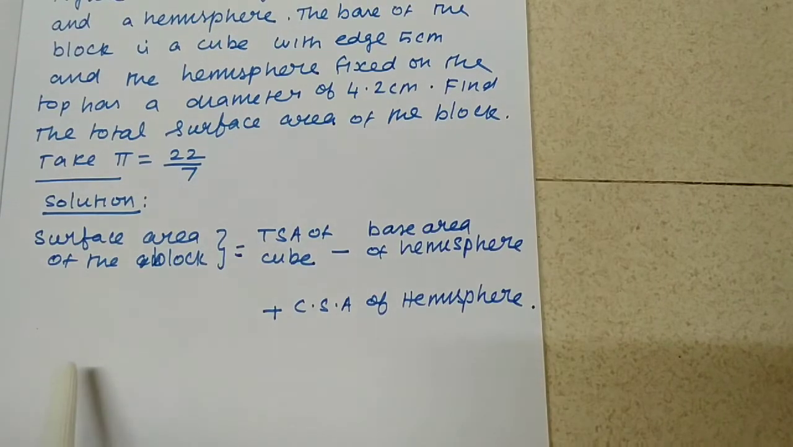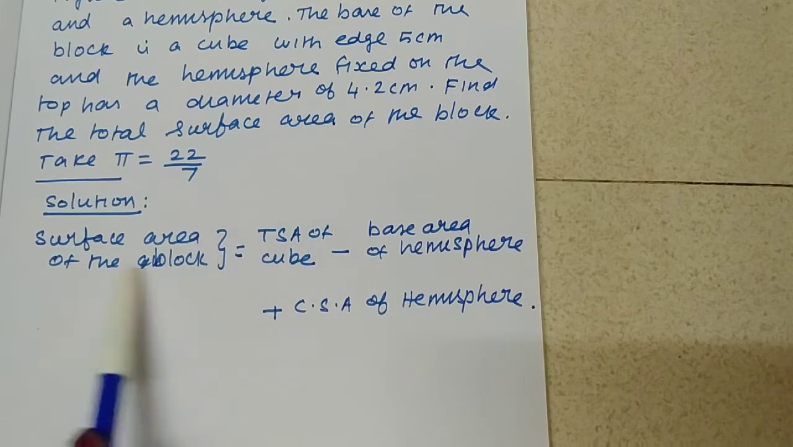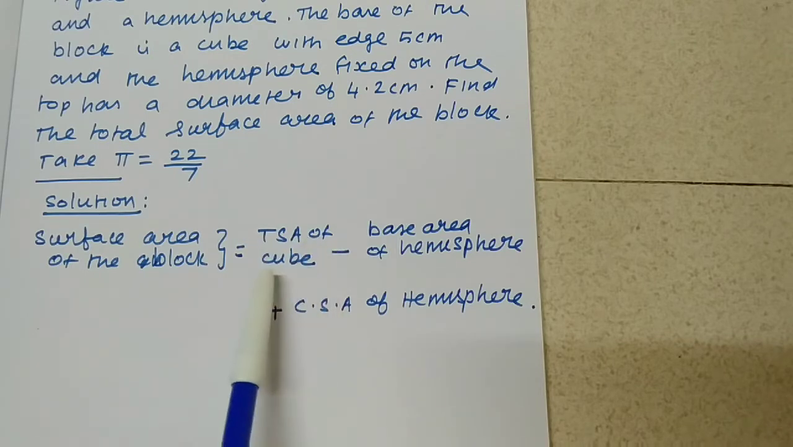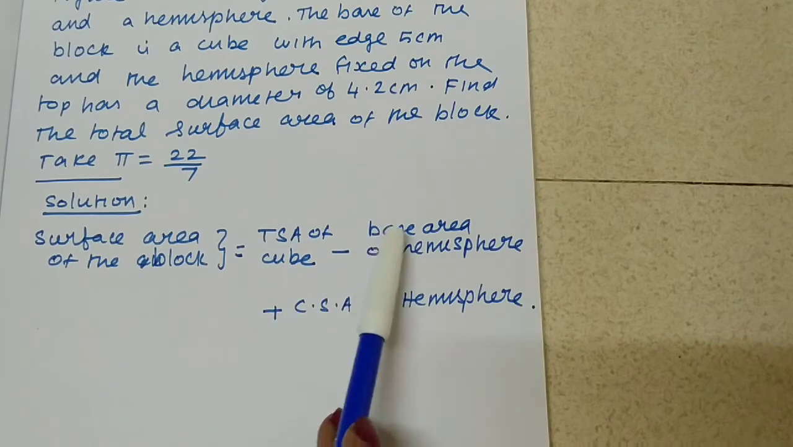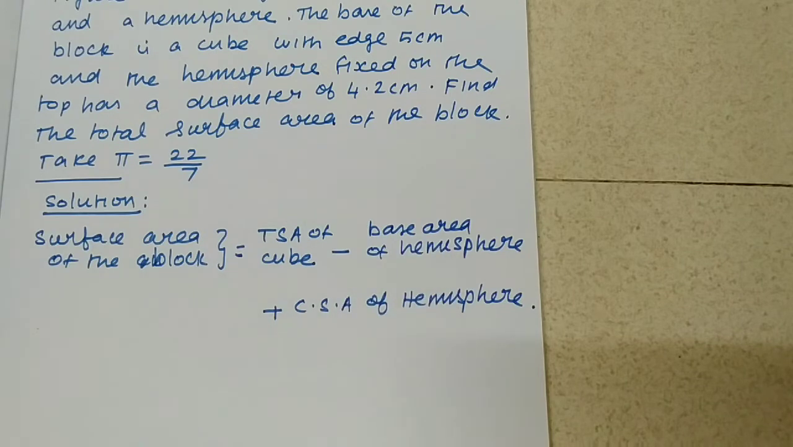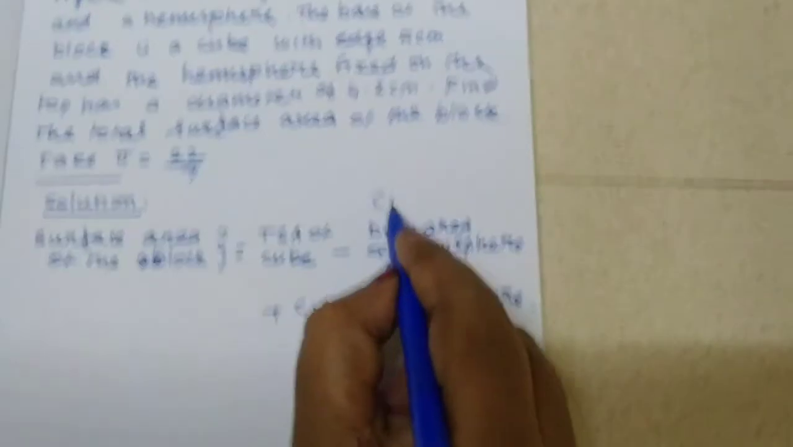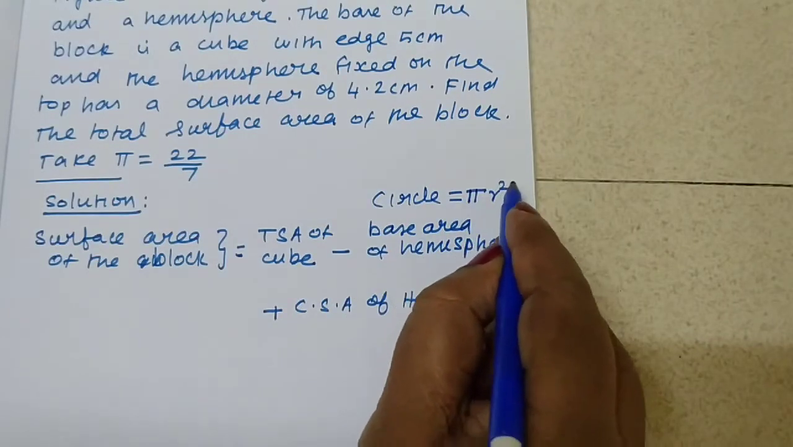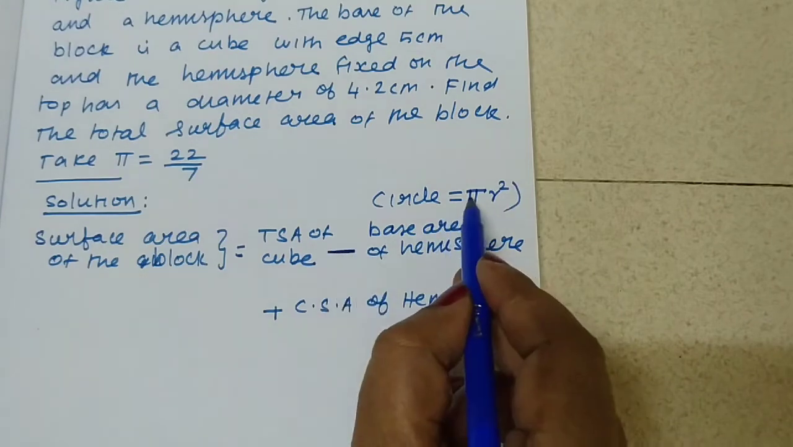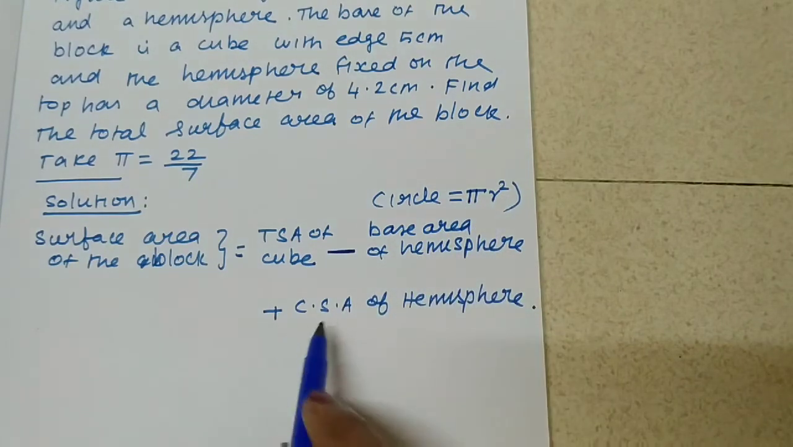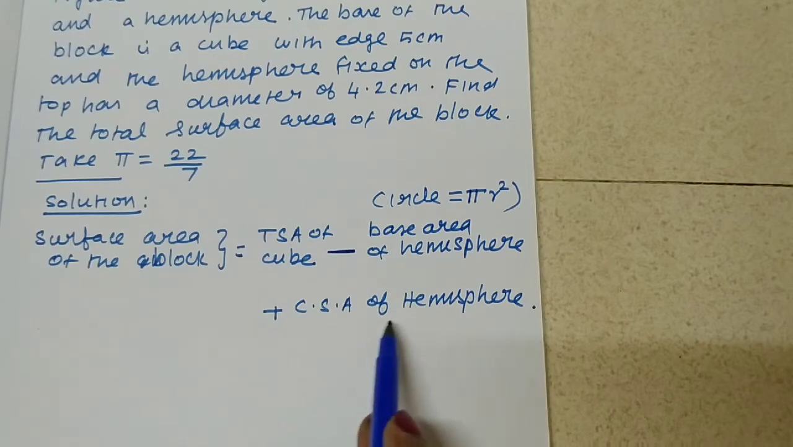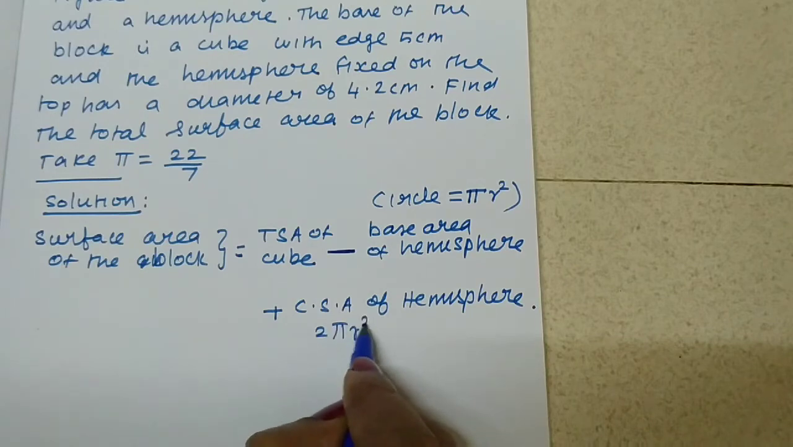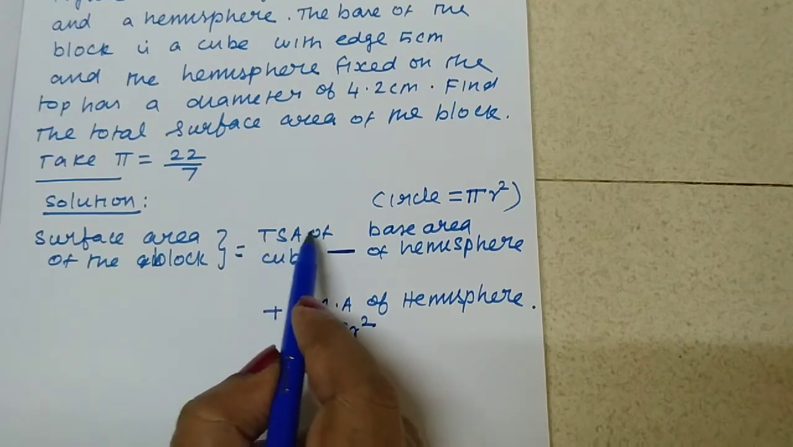In this problem, we are calculating the surface area of the block. So how are we calculating? TSA of the cube minus the base area of the hemisphere. The base area of the hemisphere is a circle. The area of the circle is pi r square. So we are subtracting the pi r square value, plus the CSA of the hemisphere, the curved surface area of the hemisphere, 2 pi r square.